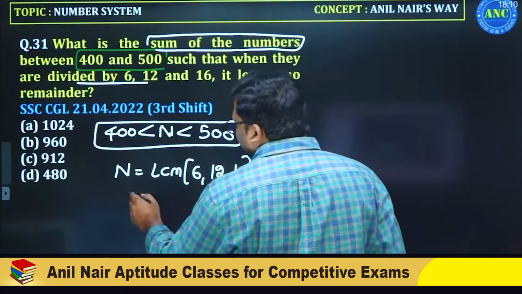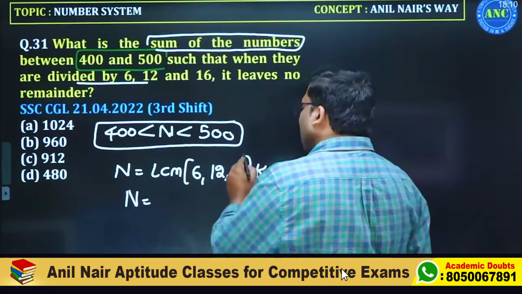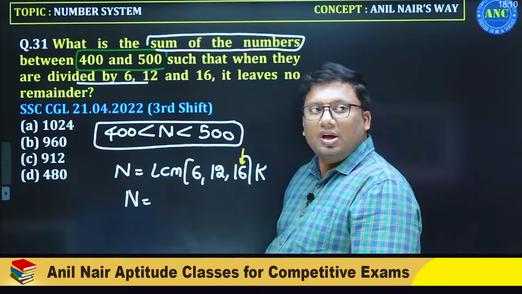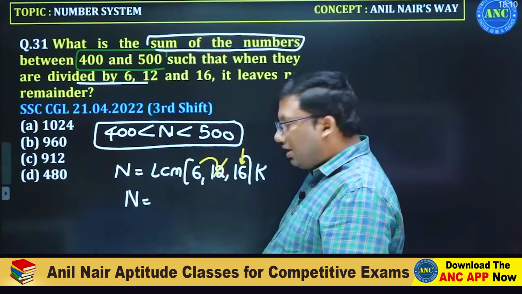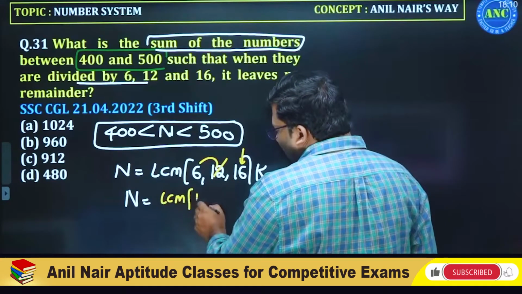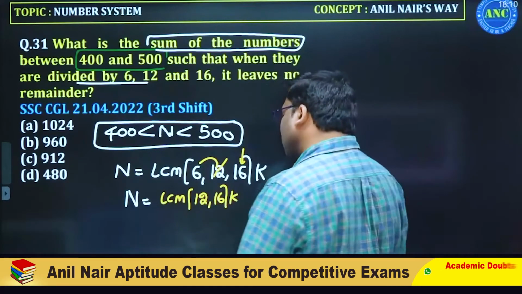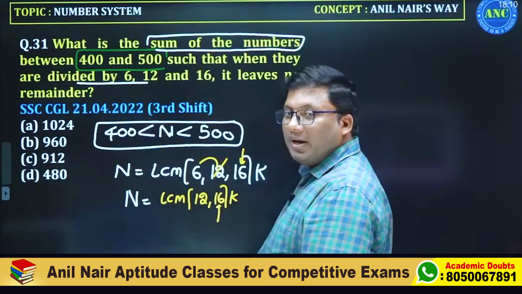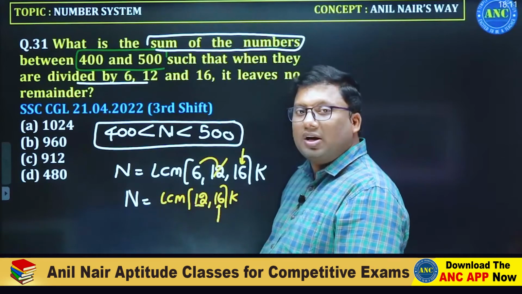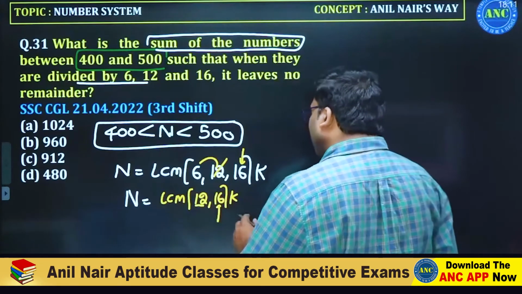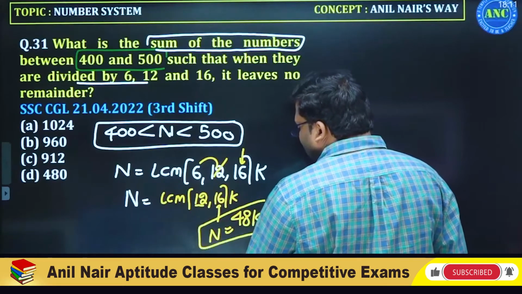How to find the pattern of n? Whenever you are doing LCM, the focus should be on the largest number. The largest number is 16. 12 is a multiple of 6, so 6 is already covered. That means the LCM of 6, 12, 16 is equivalent to the LCM of 12, 16. Is 16 divisible by 12? No, 16 is not divisible by 12. 12 has one prime factor 3 present, so 16 should get one factor of 3. 16 times 3 is 48. That means n is 48k.